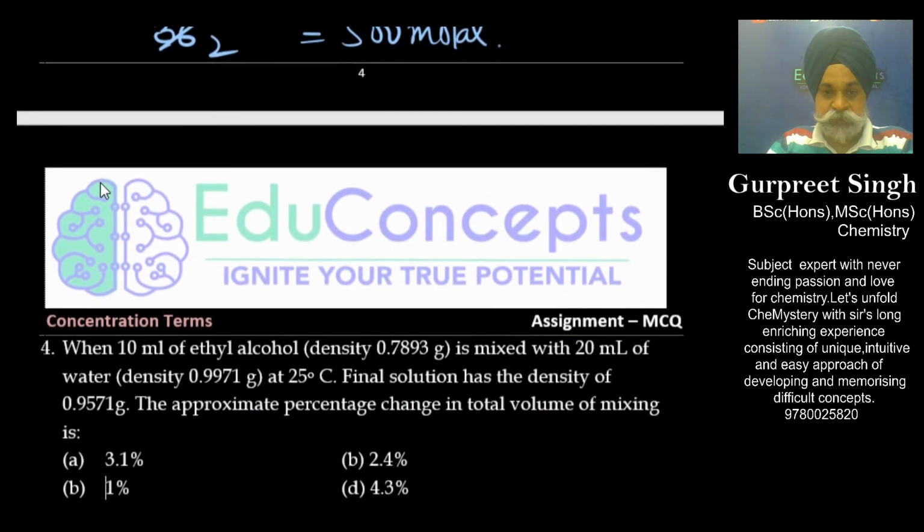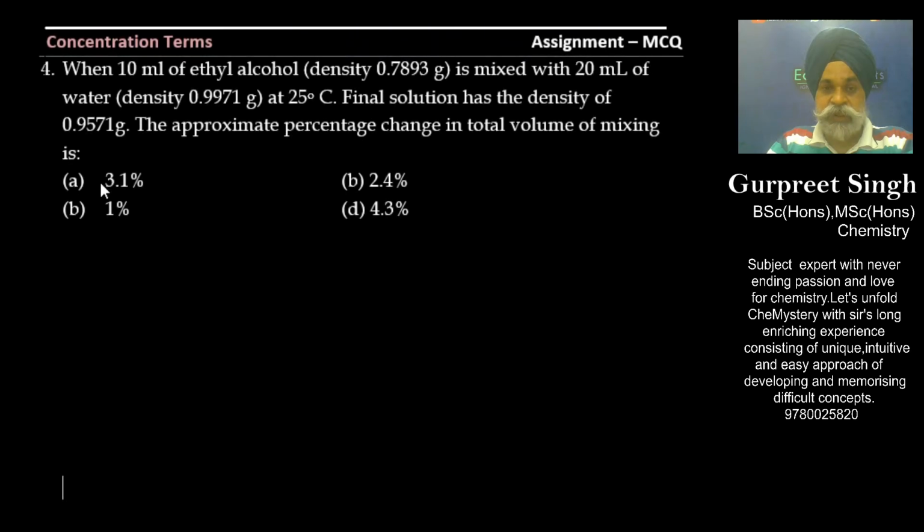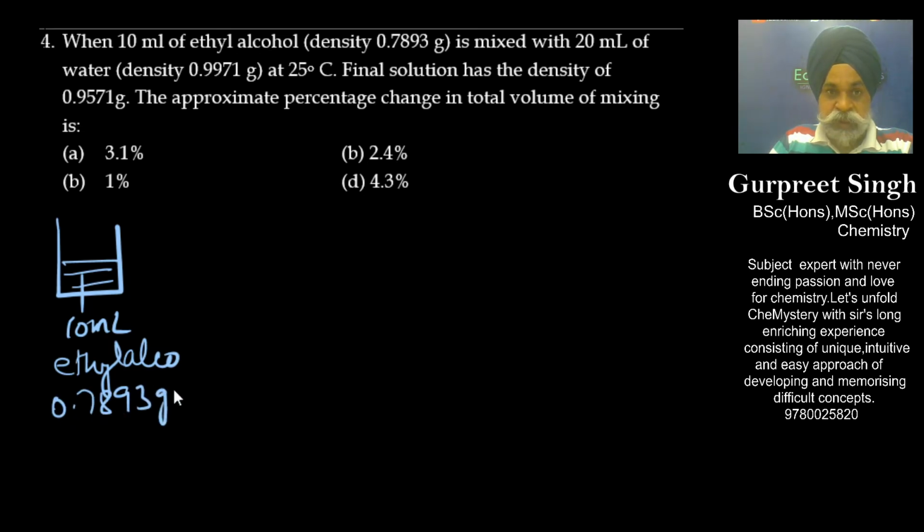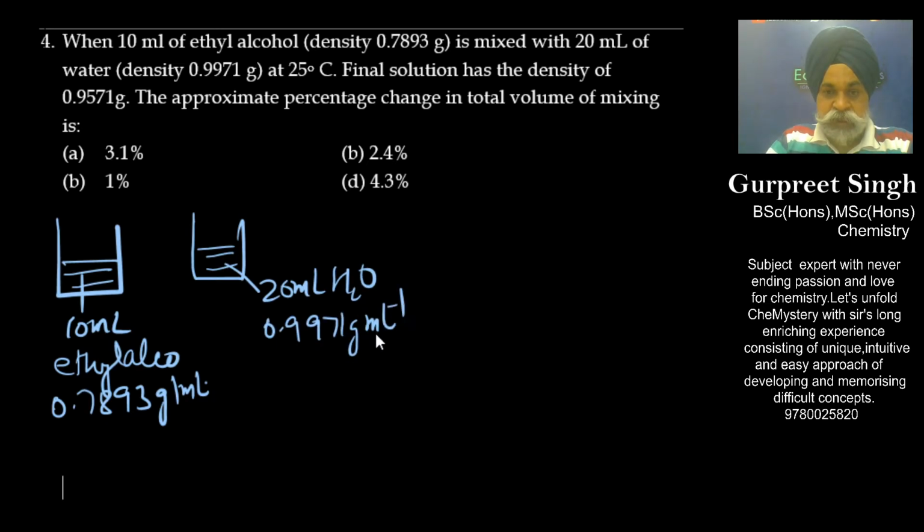Moving on to the next problem. This again is a very interesting question where you are being provided two solutions. One is 10 ml ethyl alcohol whose density is given to you. Density is 0.7893 gram per ml. Here it is a misprint, it would be gram per ml, and it is mixed with 20 ml of water whose density is 0.997 gram per ml. This is what is being given to you.